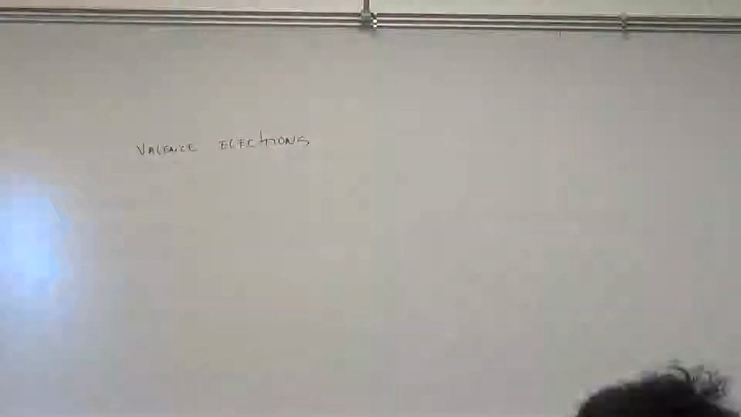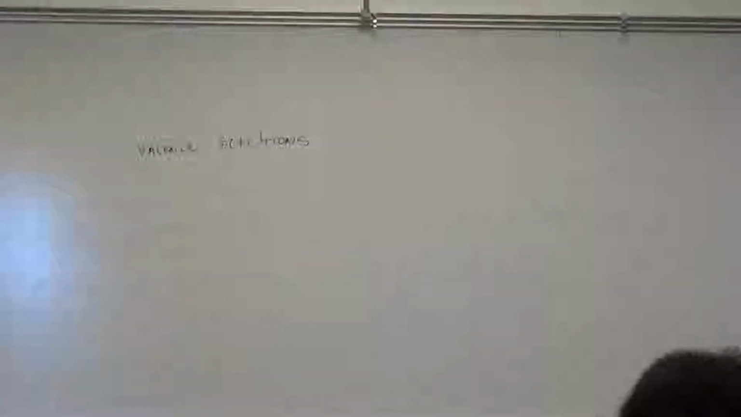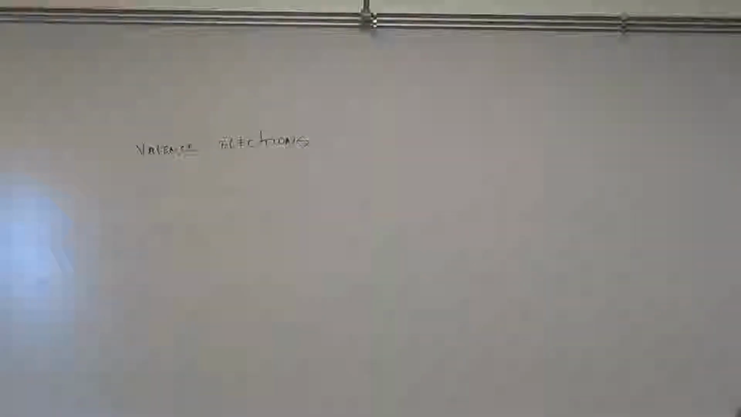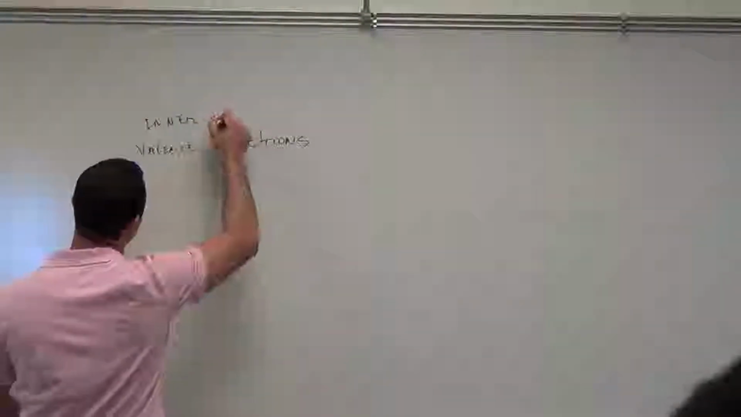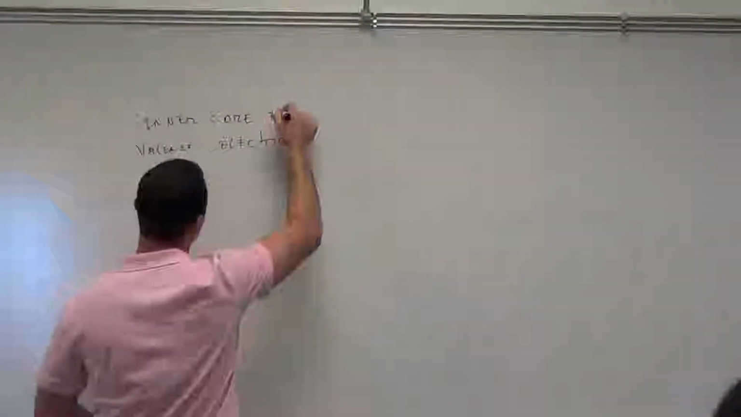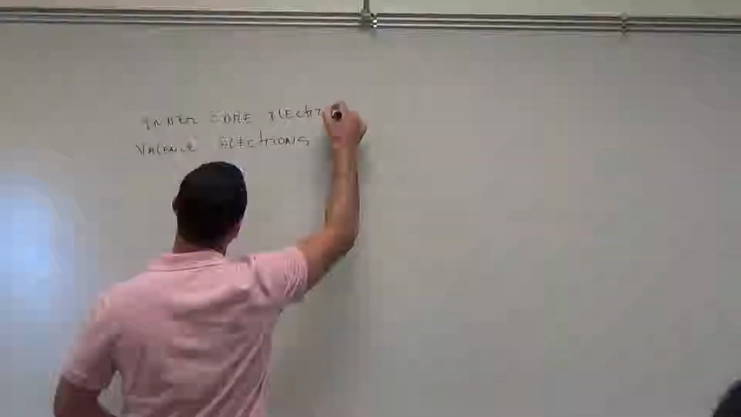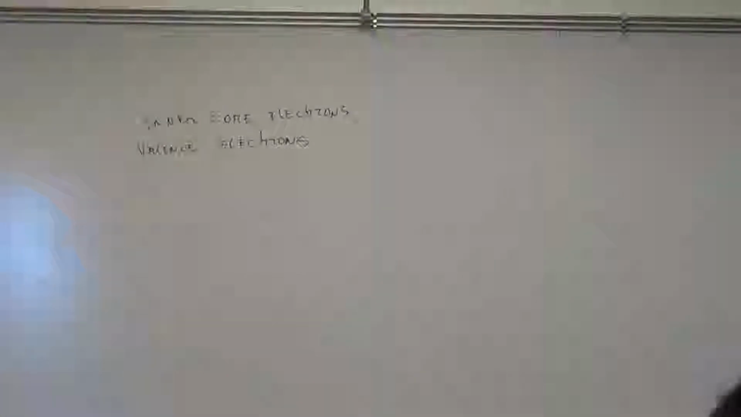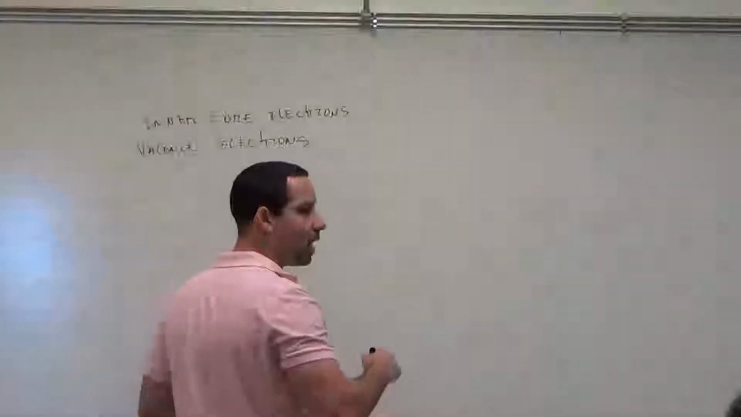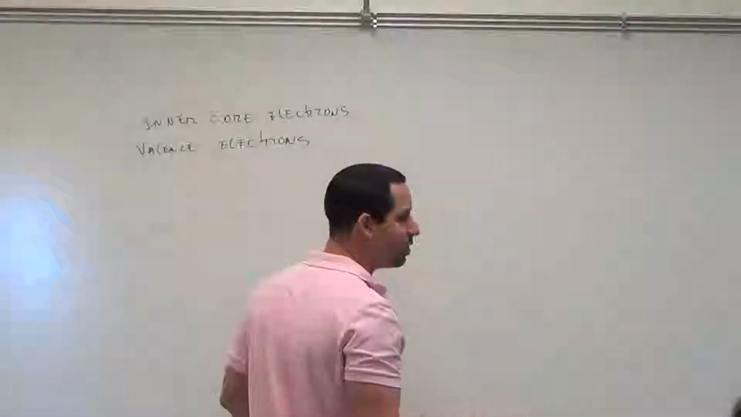There are valence electrons, and then the other electrons that are not in the outermost shell are called inner core electrons. So the outermost or outer electrons are called valence electrons. And the number of valence electrons is the same as the group number for representative elements.